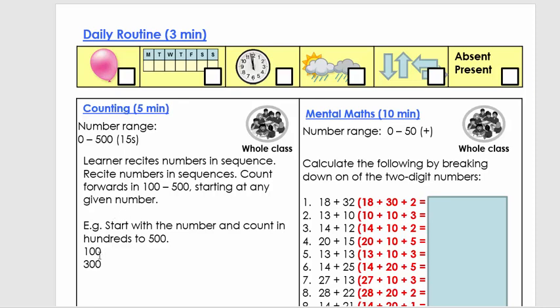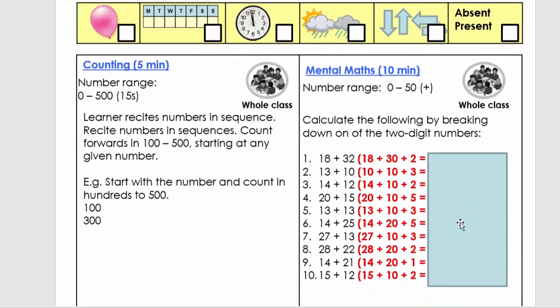Now you try it by yourself. Count from 100 to 500. Well done. Now try from 300 to 500. Well done. So let's carry on with the mental mathematics. Here you can pause now the video.